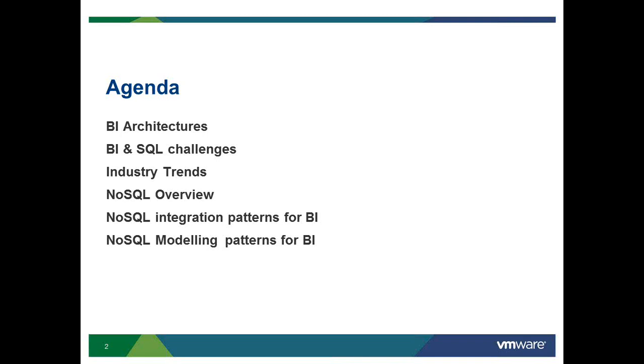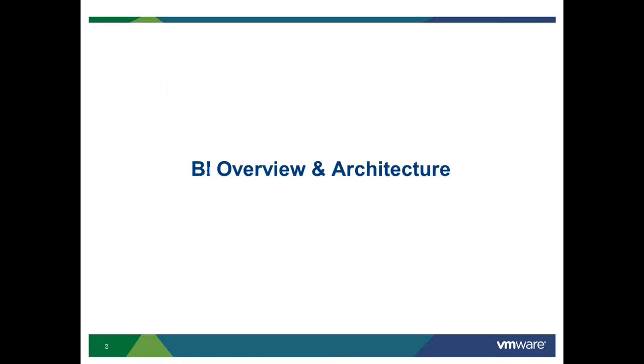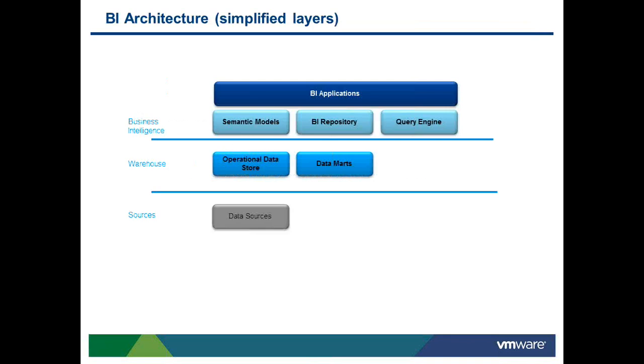So let me start with the first one, the BI overview and architecture. If you look at the architecture presented here in the slides, this is the most simplified architecture of BI. Since we need to look at it from a holistic perspective, I try to create 3 layers. The bottom layer is the data sources, the middle layer is the warehouse, and the top layer is the business intelligence.